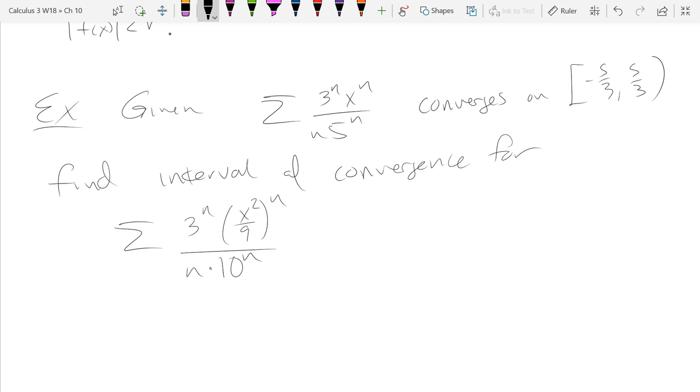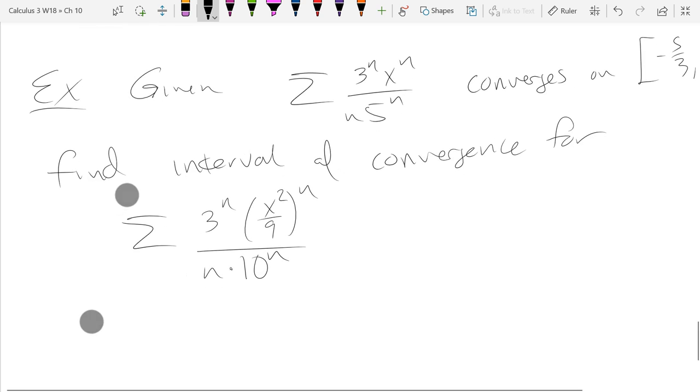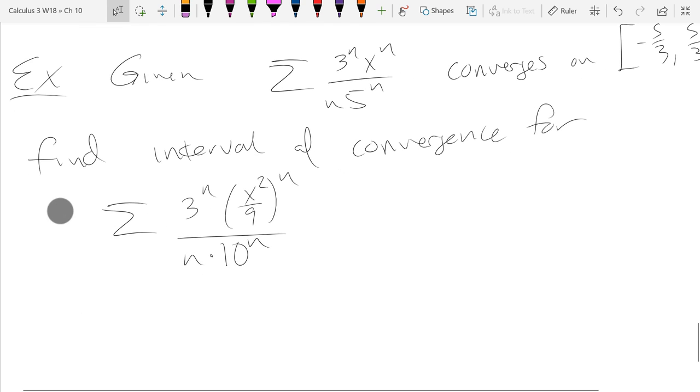So this series looks quite a bit different. However, I carefully wrote it out so it would be similar. So what are some key differences? It's a multiple of 2 on the bottom. So we got that 10 instead of the 5.